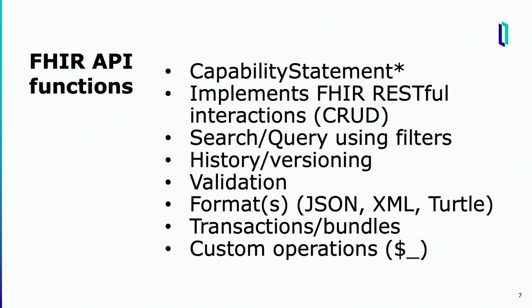The FHIR API usually implements FHIR RESTful interactions: create, read, update, and delete data. Search allows you to search and query for data using filters. It creates that history and versioning that I referred to earlier, where there is actually a history of different versions of a FHIR resource in the server that you can retrieve as a bundle. FHIR APIs validate the data against the specification. As we saw in the hands-on exercise, you click and it tells you that the data you've created is valid.